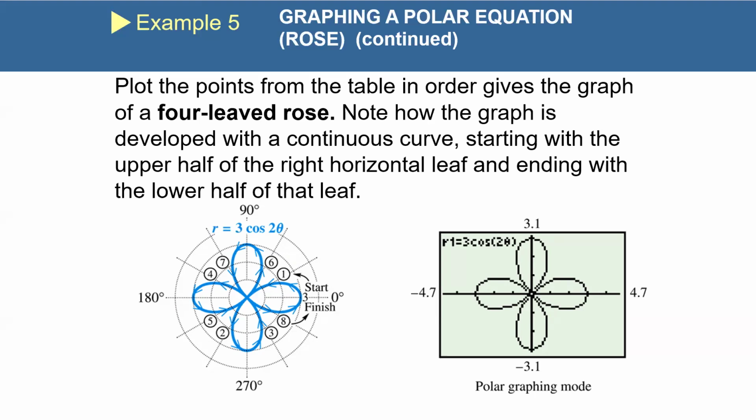Because it has 16. Because they all have 16. So if it has 8, then you're going to now have 16. Okay. All right. So this is our 4-leaf rose.